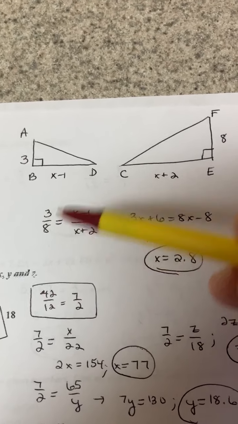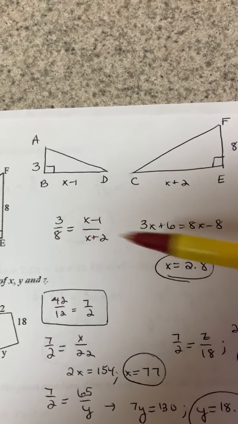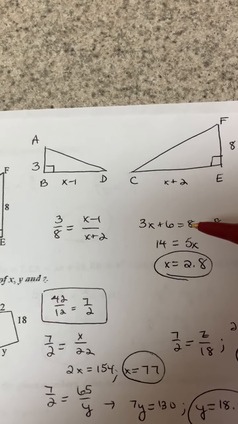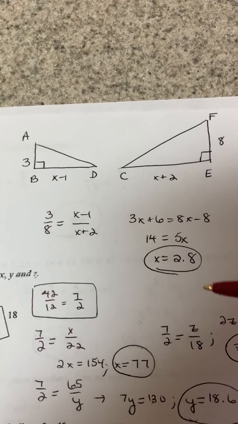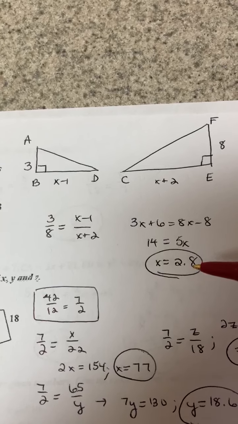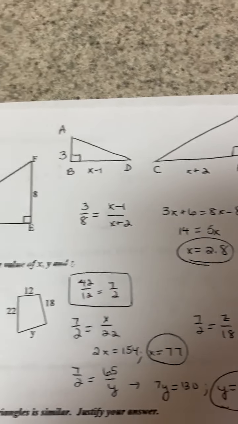3 is to 8, as x minus 1 is to x plus 2. One more time, cross multiply, and you're going to take the 3x over here, get 5x. Take the 8 to the left, get 14. You do get a decimal when you divide by 5. That's still okay. Decimals are okay, 2.8.